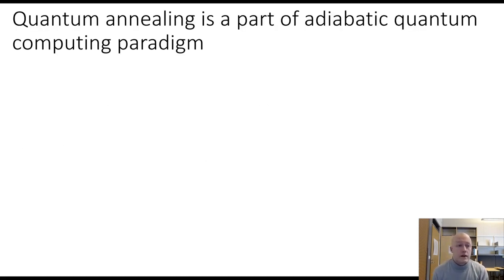And then I want to say a few words about quantum annealing. Quantum annealing is a part of the adiabatic quantum computing paradigm. Adiabatic quantum computing is equivalent to universal quantum computing, but quantum annealing is not. In a certain sense, quantum annealing is computationally strictly less powerful, less expressive than adiabatic.